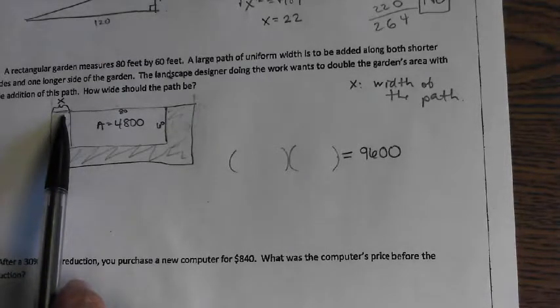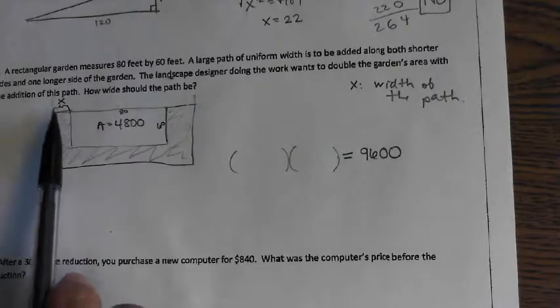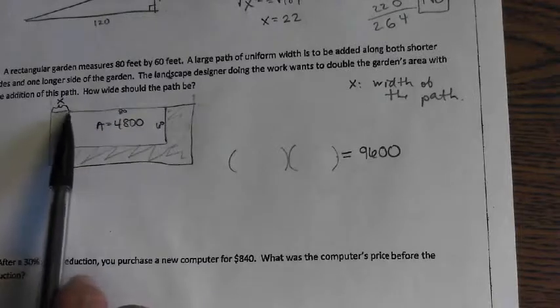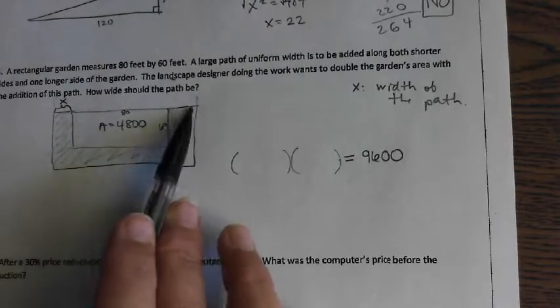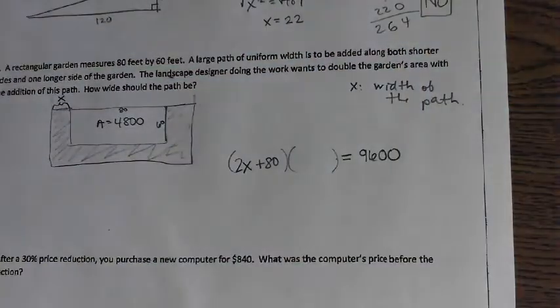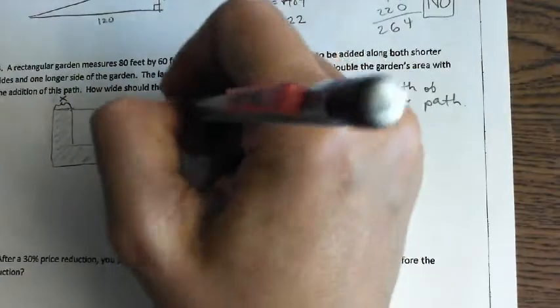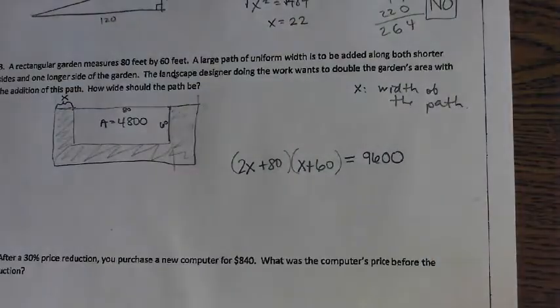X plus 80. X plus 80 would just be this piece. Right? 80. 2x plus 80. 2x plus 80. Very good. This x plus the 80 plus another x. So 2x plus 80 is the length. And Connor, the width? 60 plus just 1x, or x plus 60.